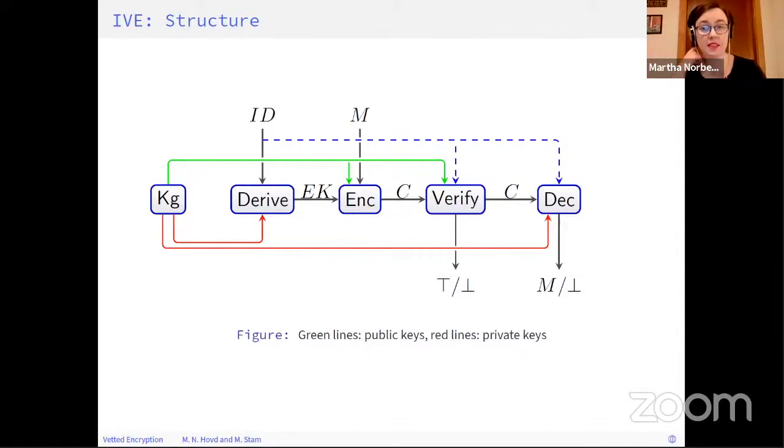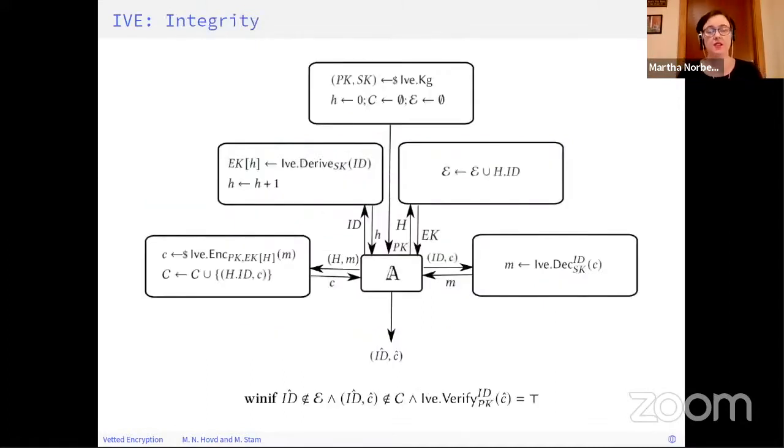So here note that the identity is actually given as input to both the verification algorithm as well as the decryption algorithm. And we define integrity as the advantage of the adversary winning the game given here. So the adversary is given the public key, and she also has access to a corruption oracle that gives her encryption keys of users, as well as an encryption oracle, as well as a decryption oracle. And the adversary should output a ciphertext which hasn't been given to her by the encryption oracle, and which verifies under an uncorrupted identity. And this captures the notion that only vetted senders should be able to pass the filter.